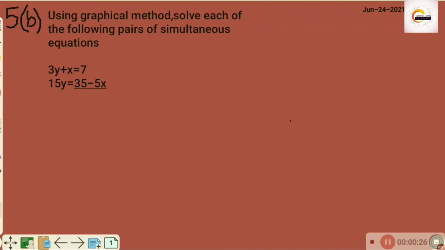The first step towards the solution will be to change these given equations into regular form, that I have explained earlier. Regular form means the variables on one side of the equals sign and the constant on the other side. So equation number 1 is already in regular form. Now we only have to change the second equation, 15y = 35 - 5x. So I will keep 15y on one side and -5x will come on the other side of the equals sign and become +5x, and 35 will remain there. Now this is our equation A.